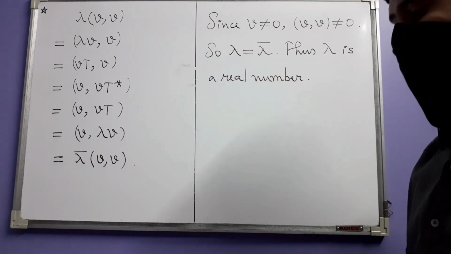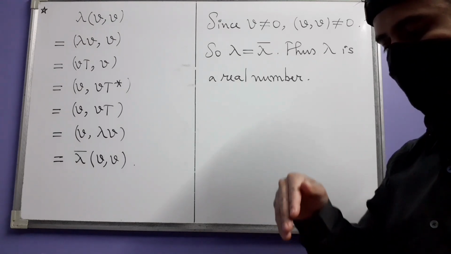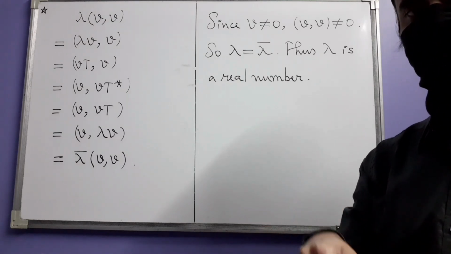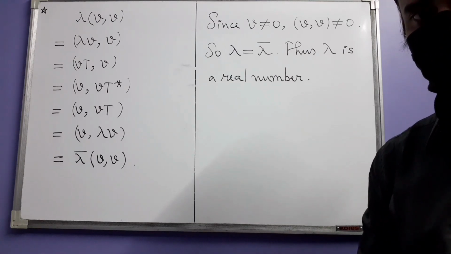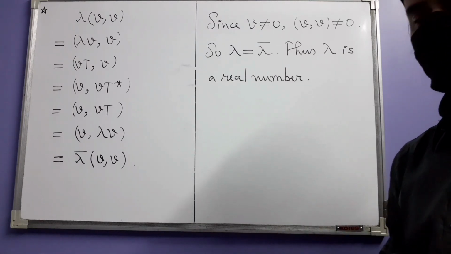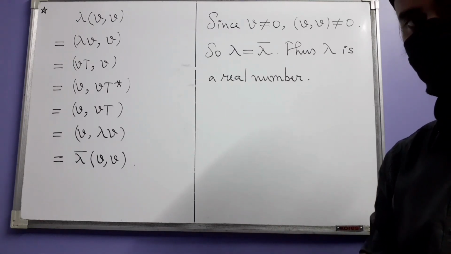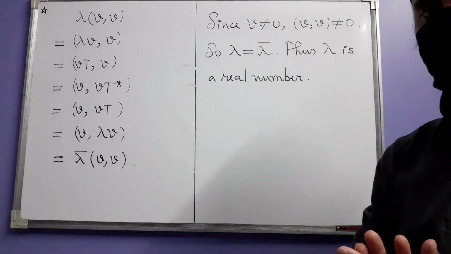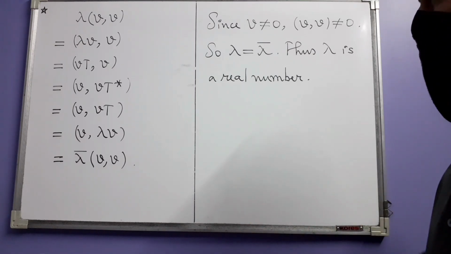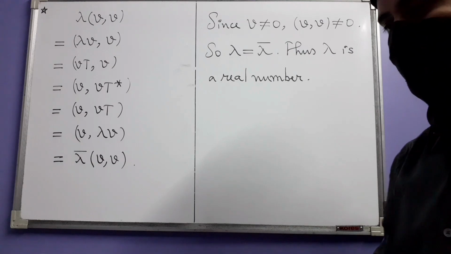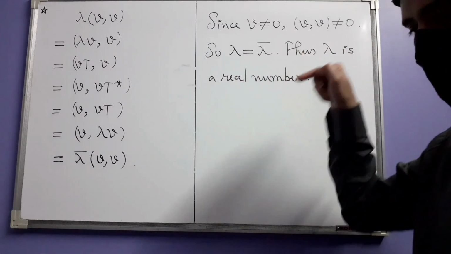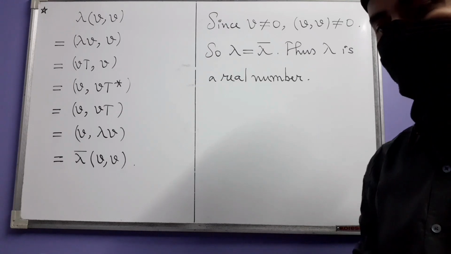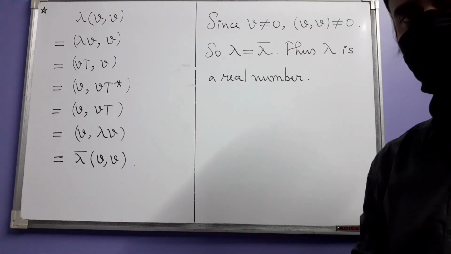Note carefully that because our vector space has the underlying field, the field of complex numbers, which is an algebraically closed field, all eigenvalues of any operator on our space are complex numbers. That's already there, so that's why lambda is in general a complex number. But because of this fact, now lambda becomes a real number. So that's how any characteristic root of T is a real number.